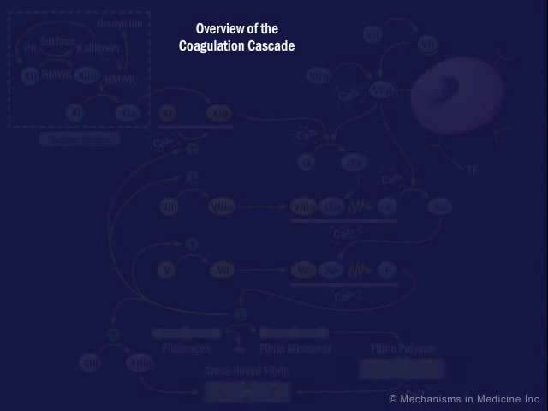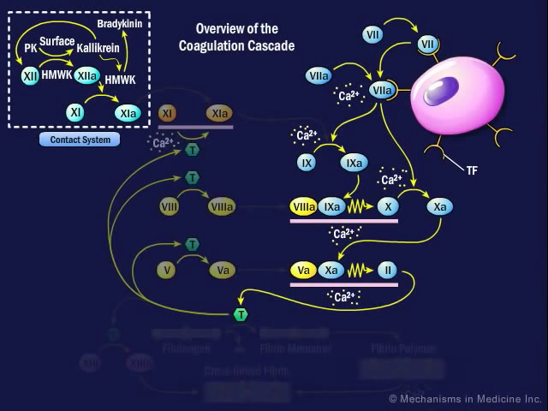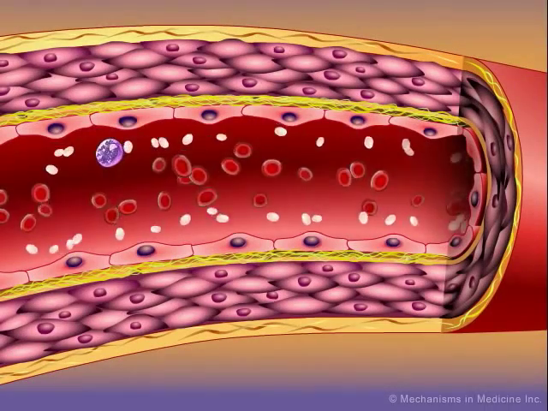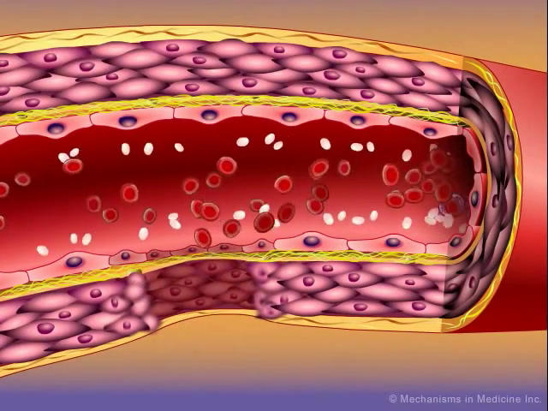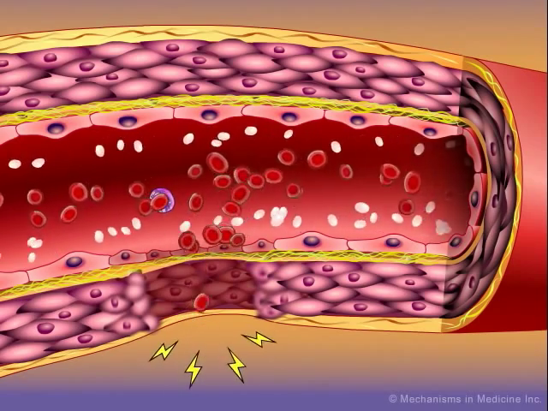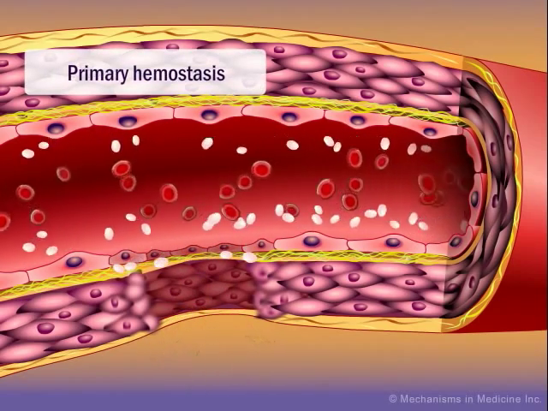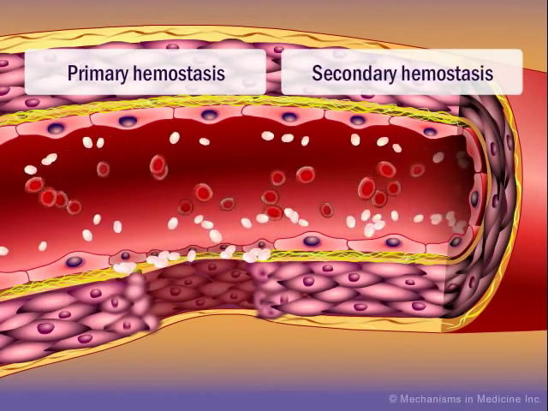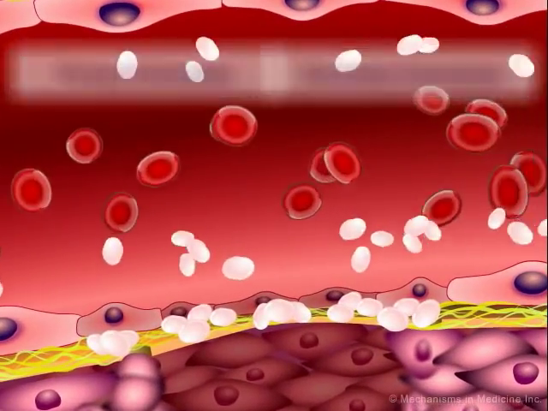Overall, the coagulation cascade is a series of overlapping and complementary pathways that drive the formation of cross-linked fibrin to stabilize the platelet plug. In summary, when there is injury to a vessel wall, activation of platelets, primary hemostasis, and the coagulation cascade, secondary hemostasis, occur simultaneously.